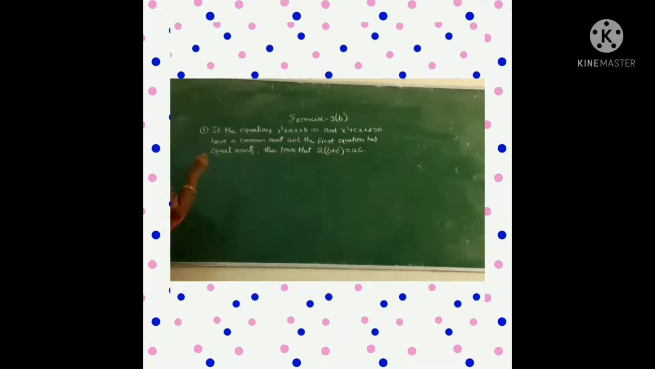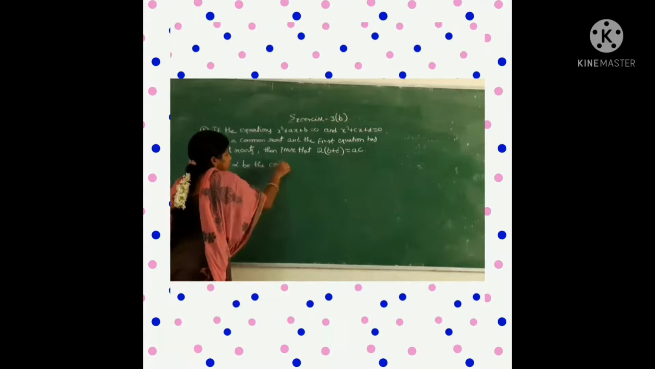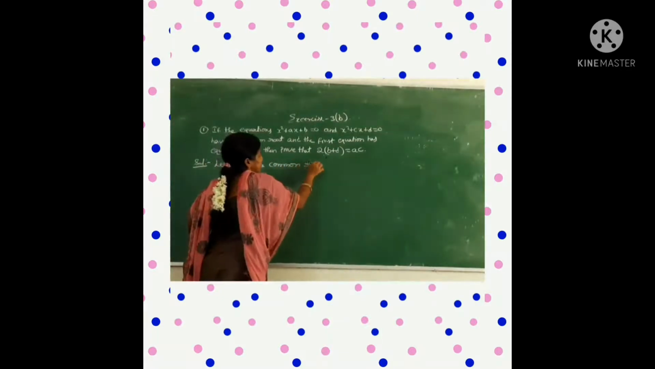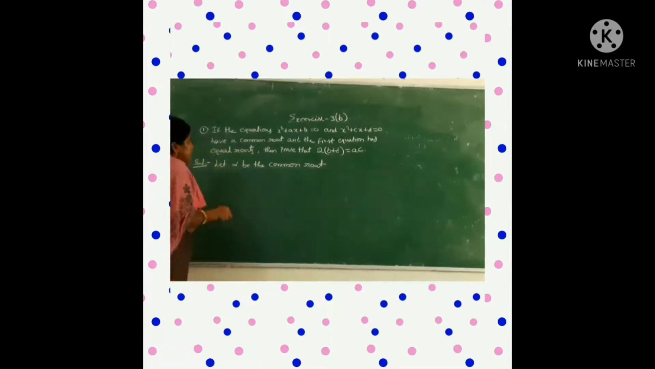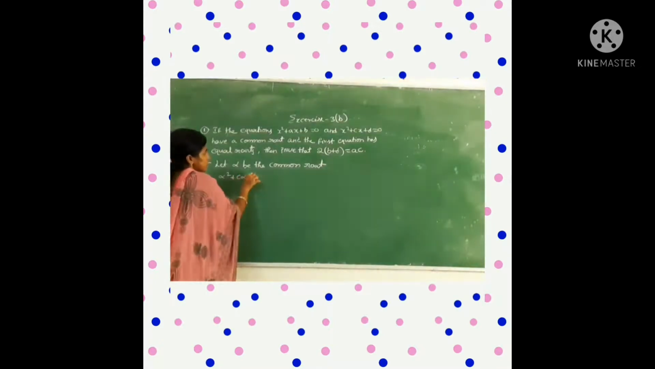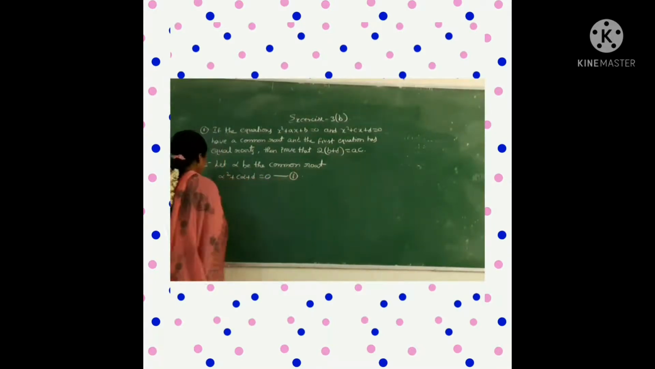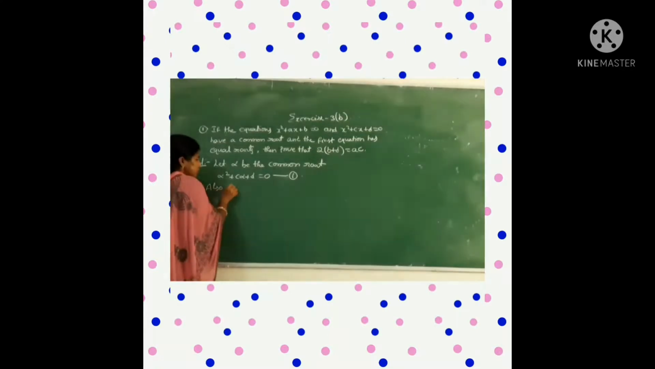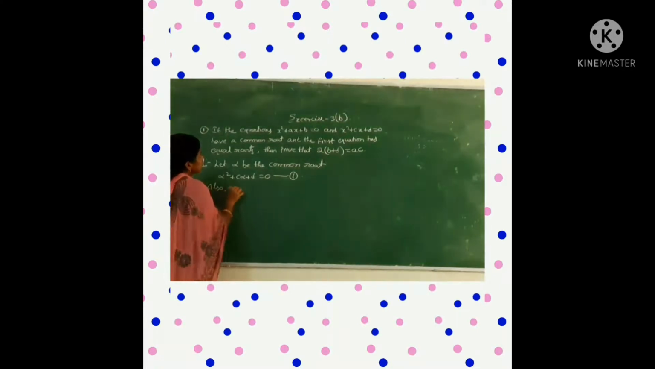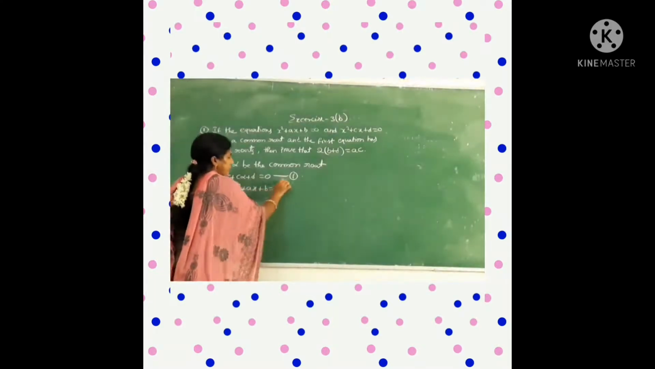See here, solution. Let alpha be the common root. The second equation is alpha square plus c alpha plus b is equal to 0. This is the first equation also. The first equation has equal roots. So the equation x square plus ax plus b is equal to 0 has equal roots.